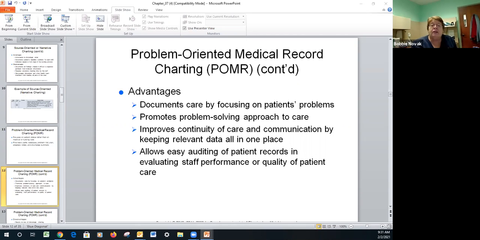It improves continuity of care and communication by keeping relevant data all in one place. It makes it much easier to audit patient records. So if I'm going to look for falls, I'm going to go to the falls page in your problem-oriented medical record, and I can see everything that happened related to that fall.